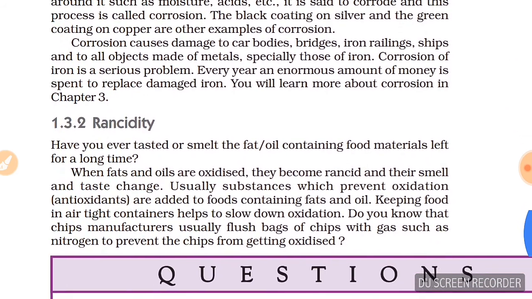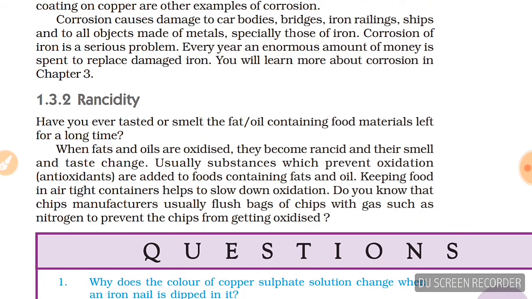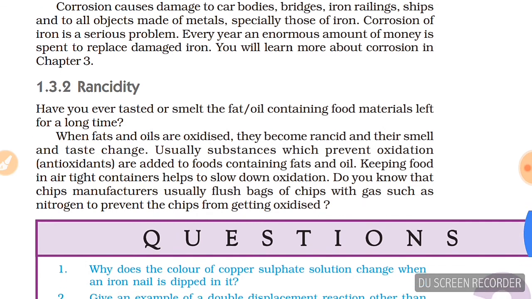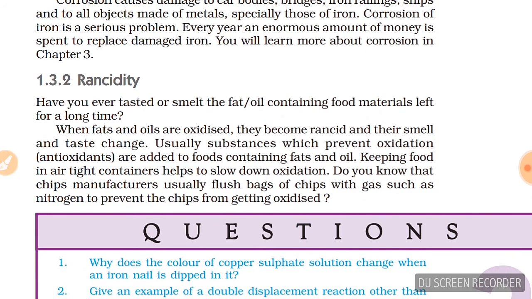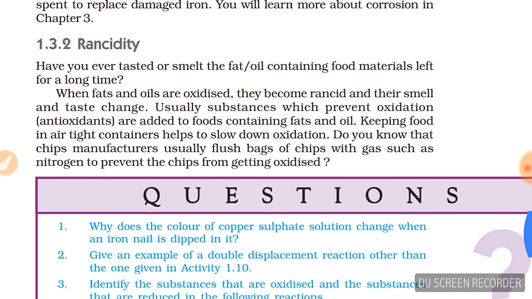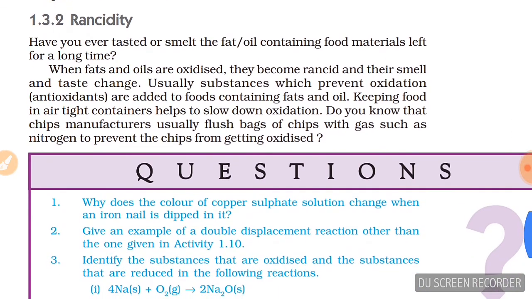So the last thing here you can see in the paragraph: corrosion causes damage to car bodies, bridges, iron railings, ships, and all substances made up of metals, especially those of iron. Corrosion of iron is a serious problem. Every year, an enormous amount of money is spent to replace the damaged iron. Next, you will learn in chapter 3. Now, the next topic is rancidity.